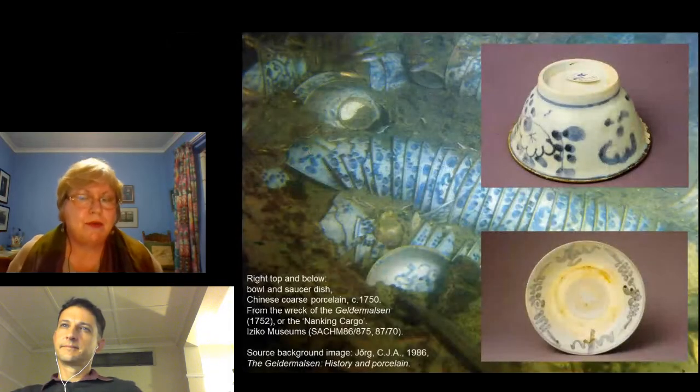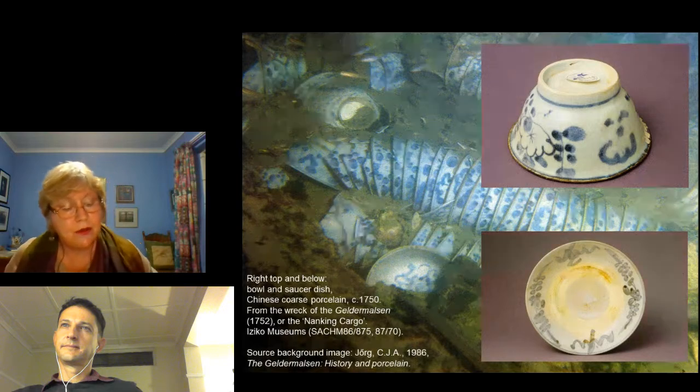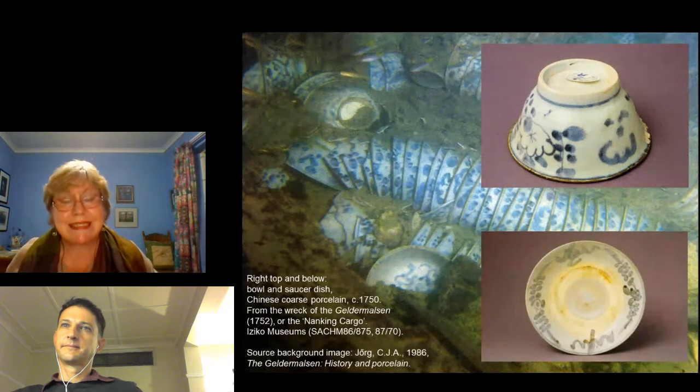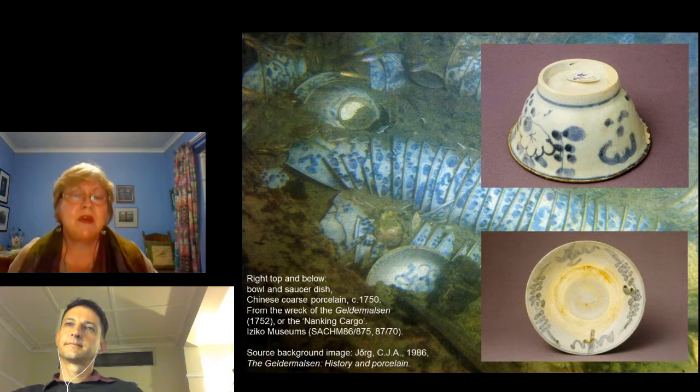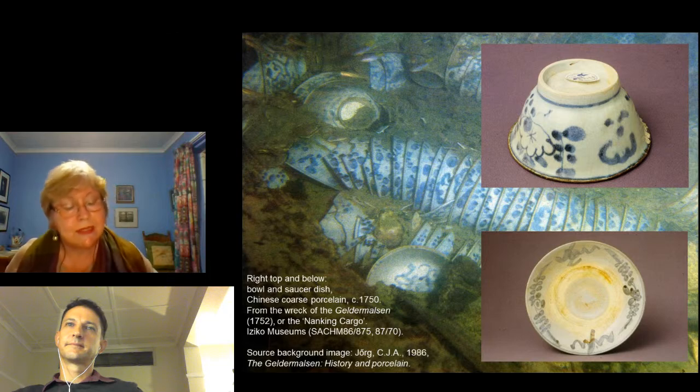Right, back to the Nanking cargo, or the Geldermalsen, which we know popularly as the Nanking cargo. Of course, Captain Michael Hatcher in 1986 retrieved this cargo from the South China Sea, and it was sold in Amsterdam under the name Nanking cargo. There is this beautiful link between the Nanking cargo and the Cape, in that Jörg has described the fact that the coarse porcelain on board was intended for the Cape, because that year in 1751, the supplies were directly loaded for the Cape.